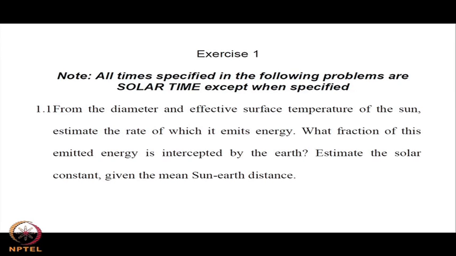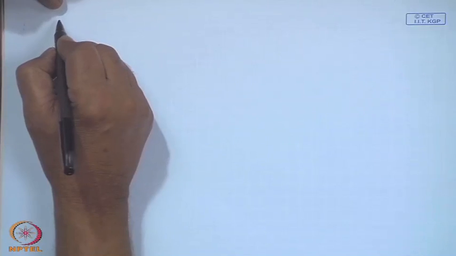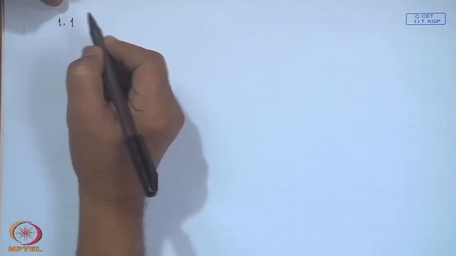The first problem deals with, from the diameter and effective surface temperature of the sun, estimate the rate at which it emits energy and what fraction of this emitted energy is intercepted by the earth, and estimate the solar constant given the mean sun earth distance. This we have briefly discussed in the theory, but I shall go through the calculation procedure in detail. So, this is exercise number 1.1.